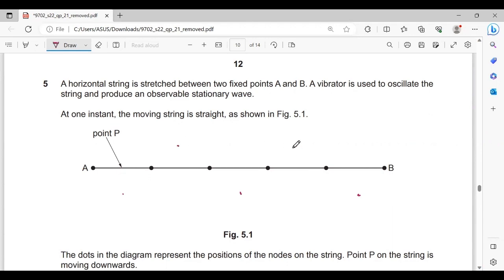Okay, now we create a line, like this. It becomes the new graph. Okay, like that.